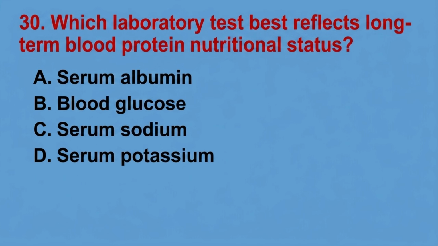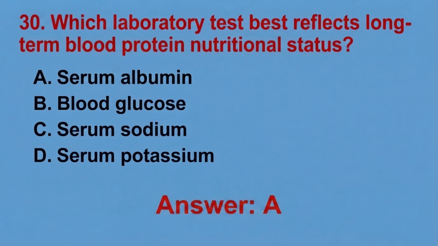Serum albumin. Serum albumin is commonly used as an indicator of long-term protein nutritional status because it is the most abundant plasma protein and has a relatively long half-life. Low albumin levels may suggest protein malnutrition, chronic liver disease, or excessive protein loss through the kidneys or GIT.